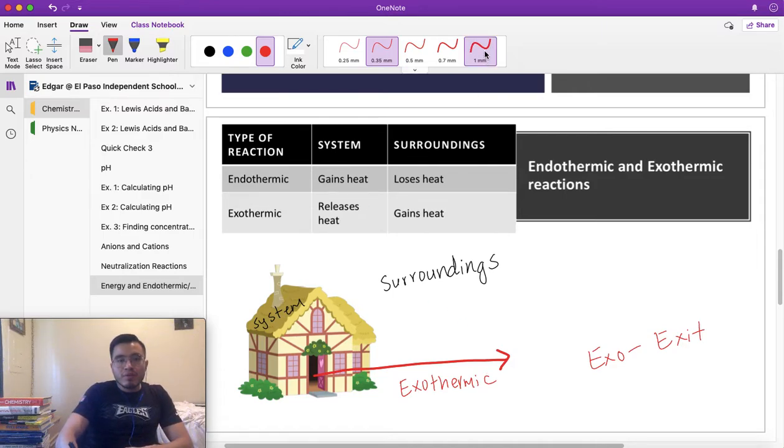Now, what if it was the opposite way? So let me draw an arrow as best as I can. Now you have energy going into the system. That's an endothermic.